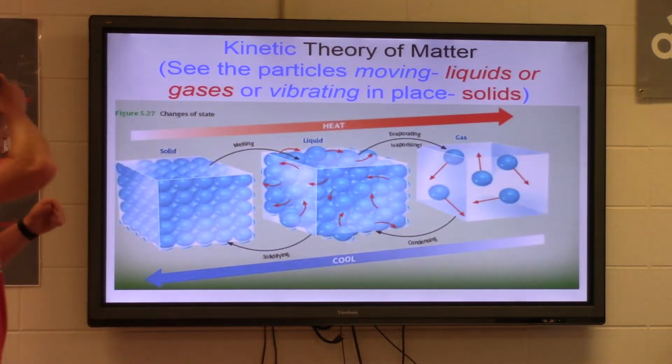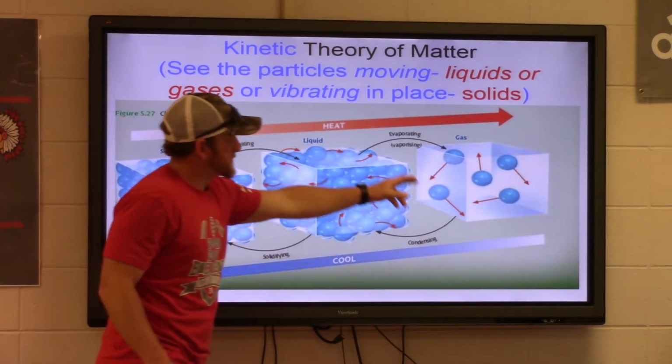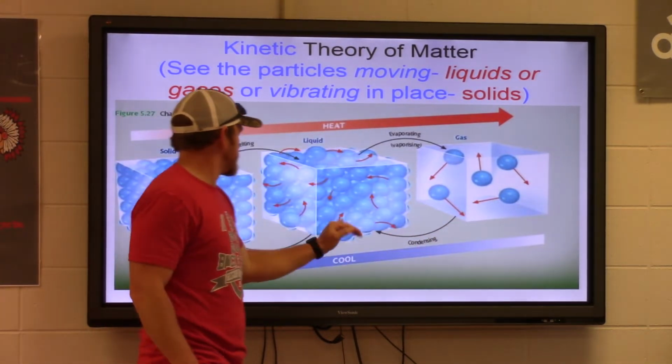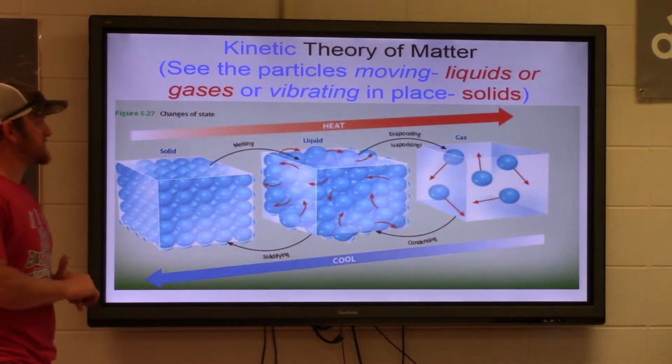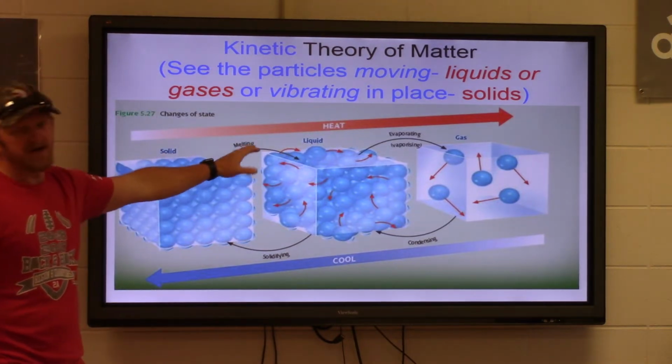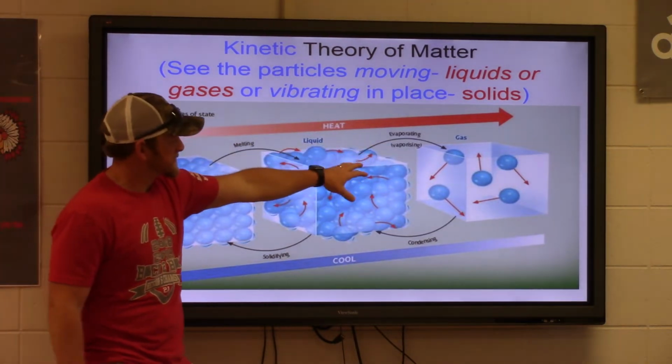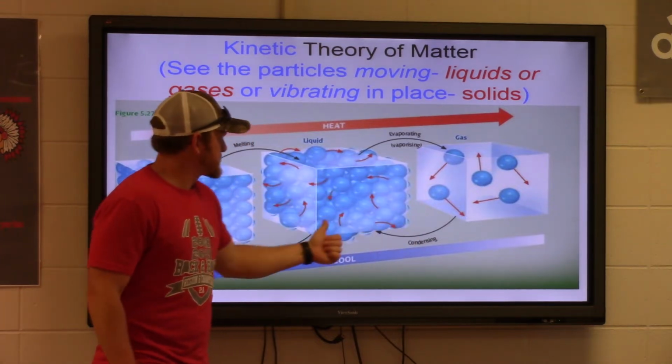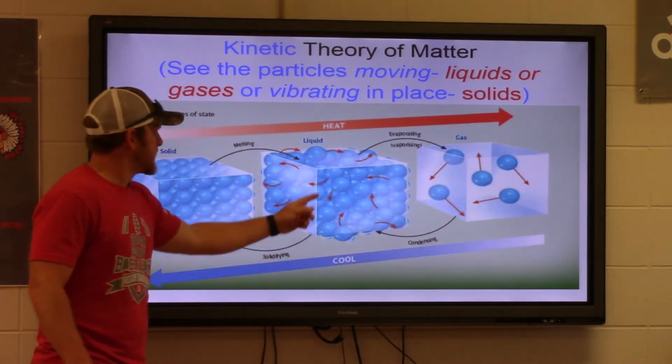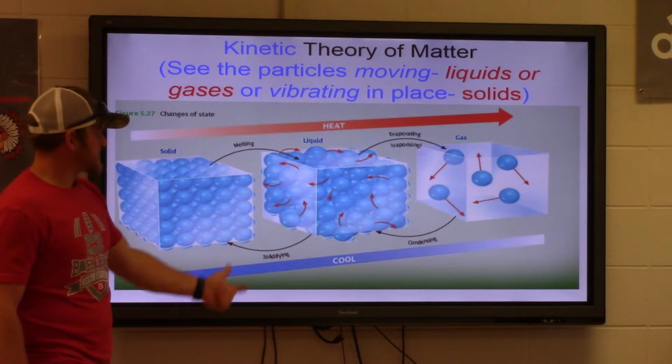The next thing, with kinetic molecular theory, we know we can go from a solid to a liquid, or a liquid to a gas, or from a gas to a liquid and then a liquid back to a solid. Solid to a liquid is melting. Liquid to a gas is evaporating. Gas to a liquid is condensing. Liquid to a solid is solidifying.